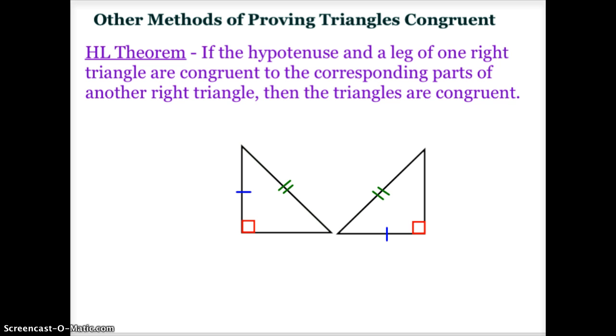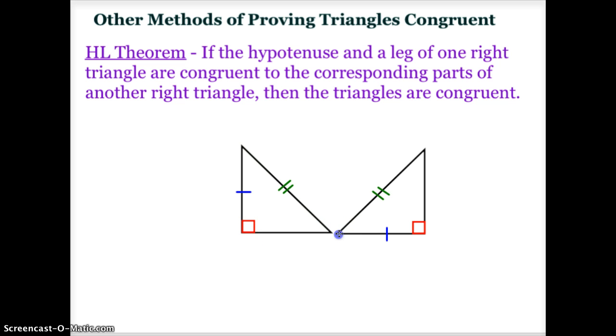You'll notice that this is kind of funny because it goes against what I told you before about using the angle-side-side method for proving that the two triangles are congruent. And the reason is because you have right angles, and the right angles offer stability in the two triangles.